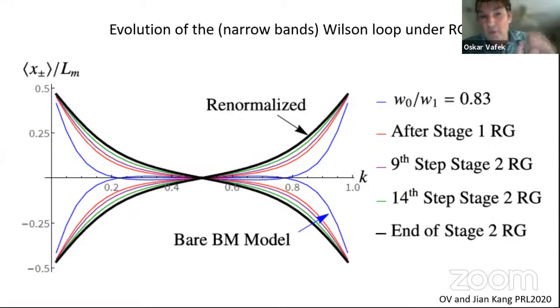So indeed, at the end of stage two, we have a renormalized Wilson loop, which is closer to the chiral limit. And for this particular case, it would take us from about 0.83 to maybe 0.6, maybe a little bit less.